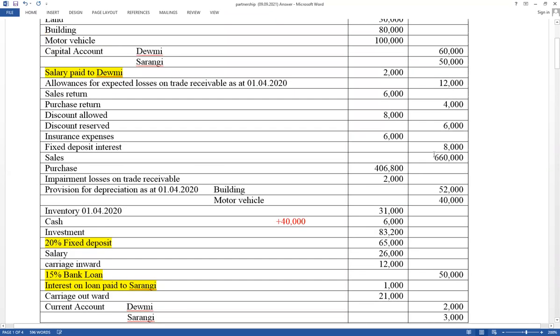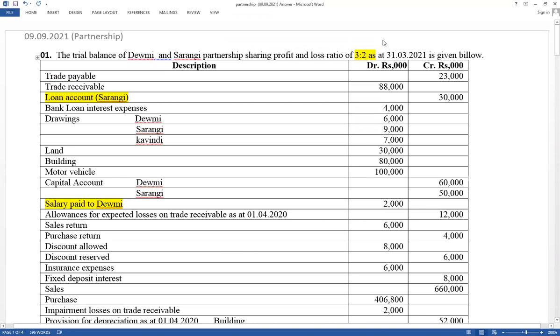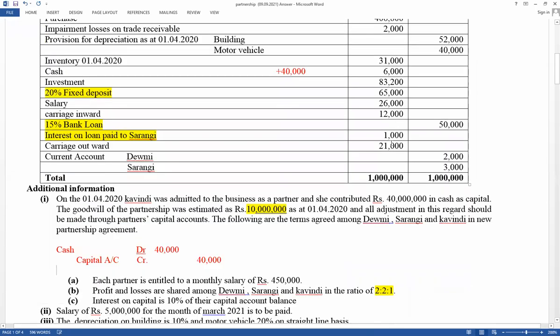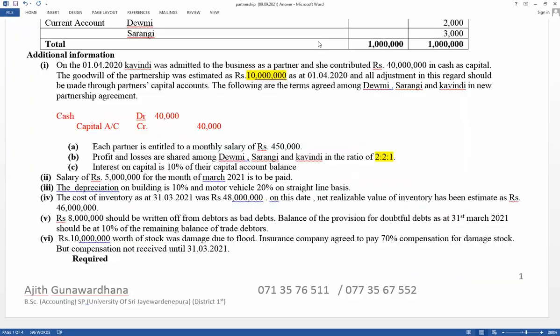It has given the trial balance from the beginning, old ratio 3:2. Therefore, this is the old ratio. Think how to adjust goodwill. This is the old ratio, 3:2, two partners. And the new ratio is available in the agreements. Therefore, the new ratio is 2:2:1.